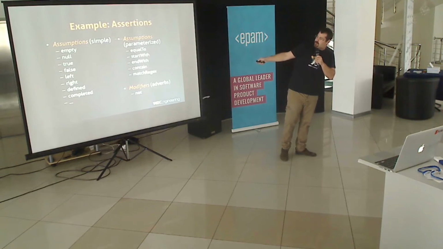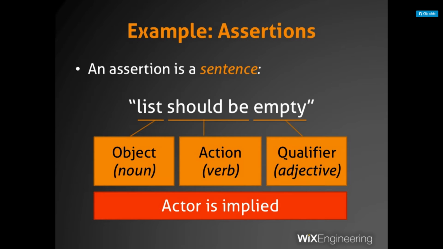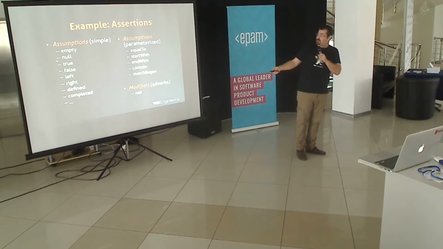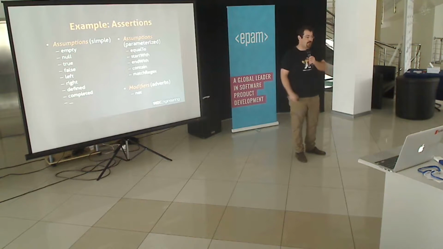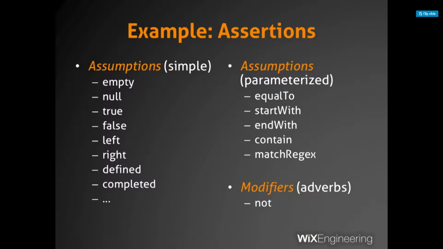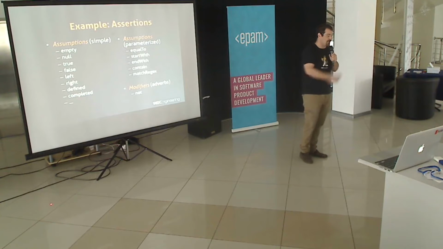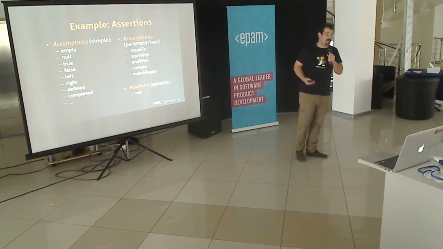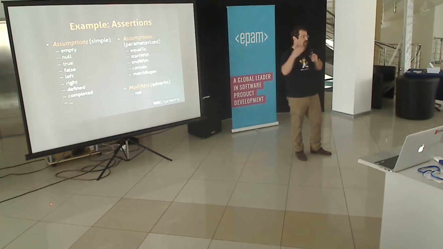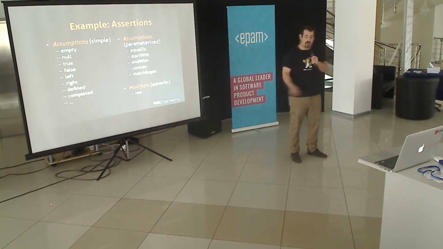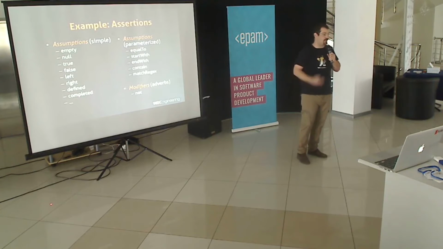We might have a whole bunch of assumptions, right? This is the vocabulary for our data validation language. We have certain assumptions that we need to make, something like emptiness for a collection or a list or a map. We have nullability, we have true, false for booleans, left, right for eithers, defined, completed for futures, whatever. There is a whole stack of descriptive words that I can use that match the objects in my domain language. And also I might have parameterized assumptions. So if I want to say a string starts with another string, or ends with, or matches a regular expression, these are parameterized assumptions. So these are the words that make up my domain language.